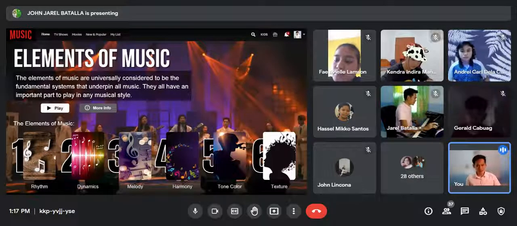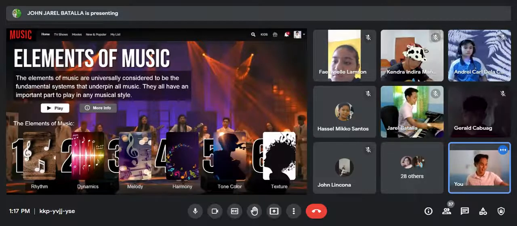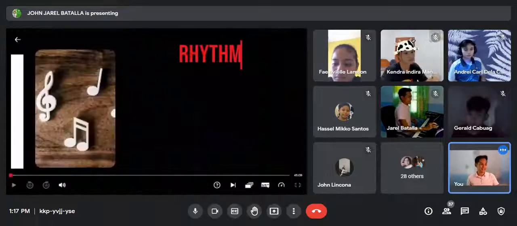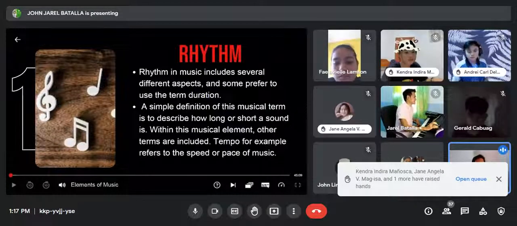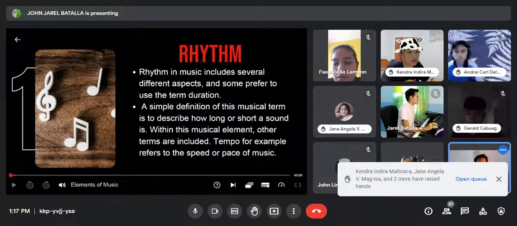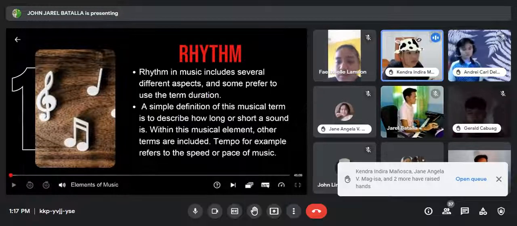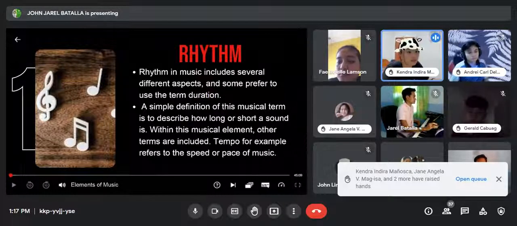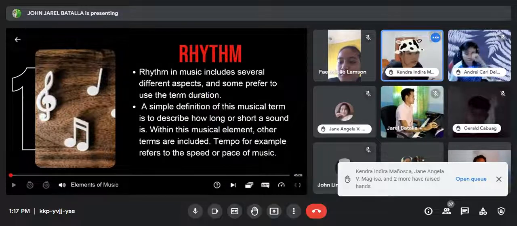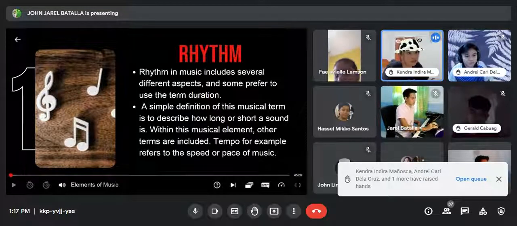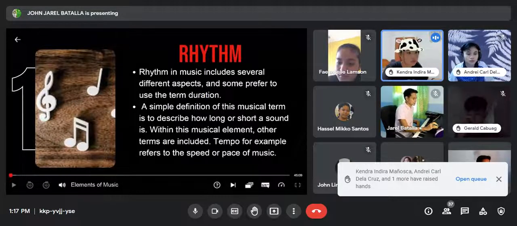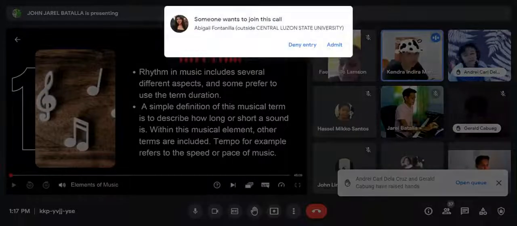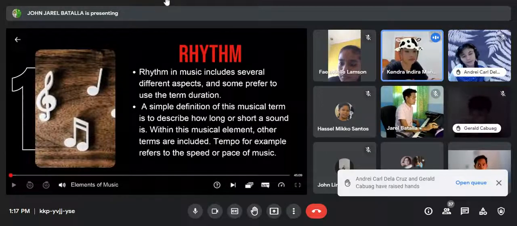Okay, so first, let's move on to the first element. Who wants to read the rhythm? Yes, Kendra, kindly read. Rhythm in music includes several different aspects, and some prefer to use the term duration. A simple definition of this musical term is to describe how long or short a sound is. Within this musical element, other terms are included. Tempo, for example, refers to the speed or pace of music.